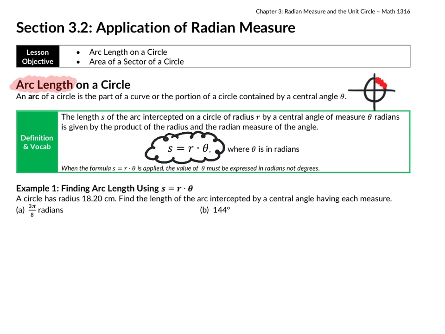But make sure you notice that in this formula, theta has to be in radians. This formula does not work if you're measuring in degrees. So this is why it becomes an application of radian measure, and we never talked about it with degrees. This is for radians only.